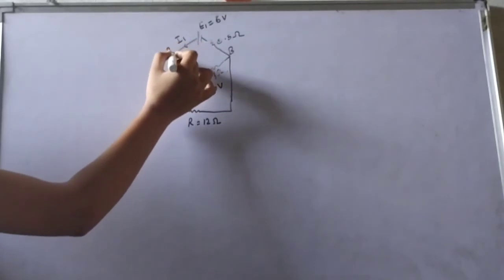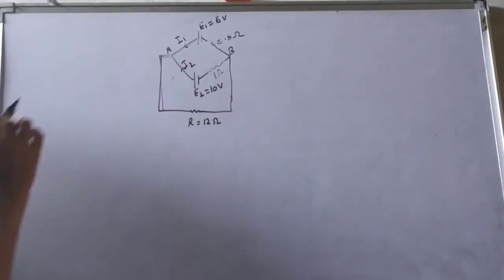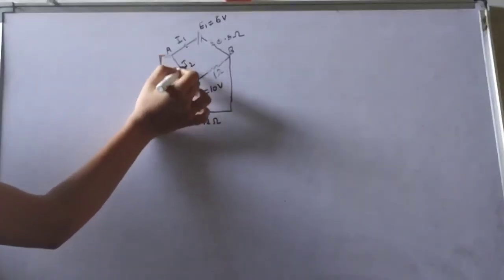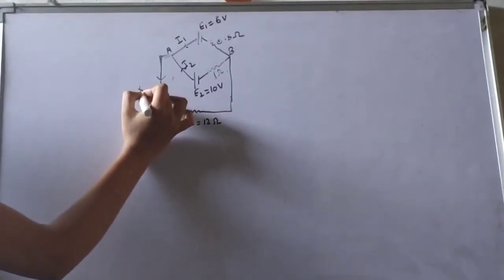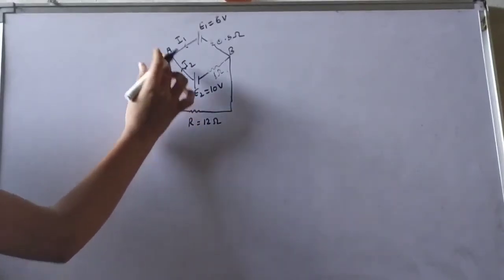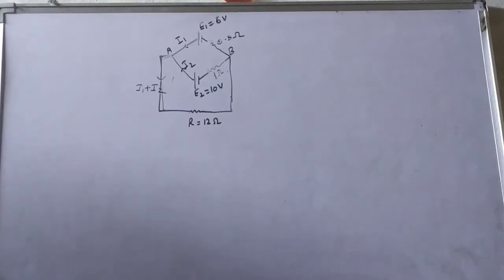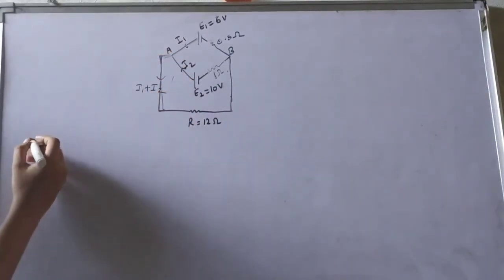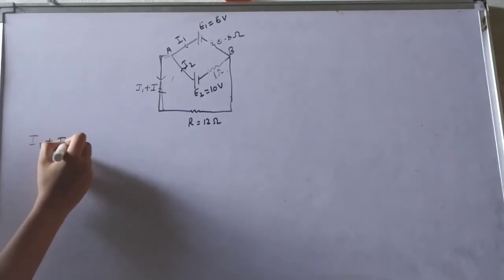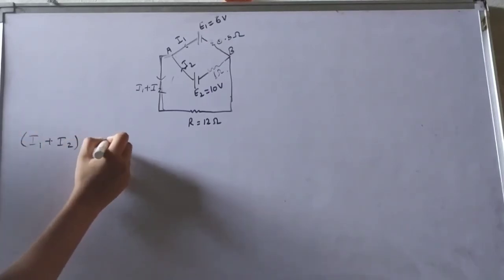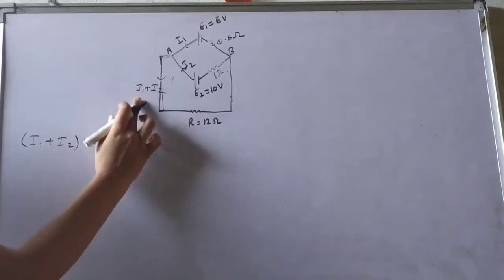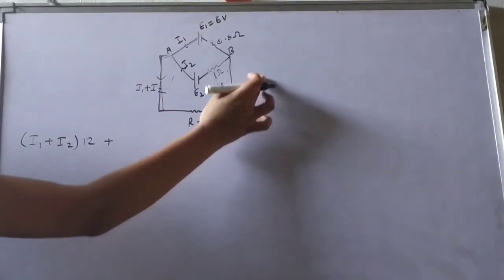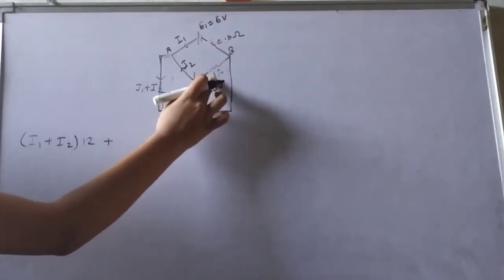See, in this part I1 is flowing, and in this part I2. At A these two mix and come here, so the current will be I1 plus I2 in this part of the circuit. Okay, so make the loop. Now in this R, the current will be I1 plus I2 into R, which is 12. Okay, the voltage is IR. Then we come here, where the resistance is 1 ohm.